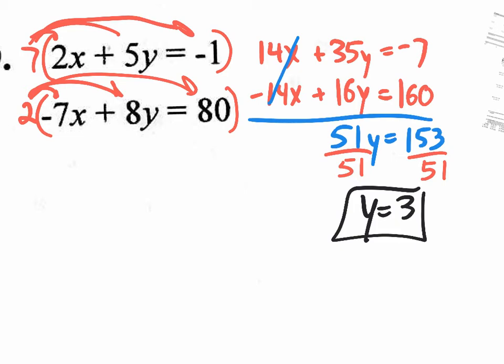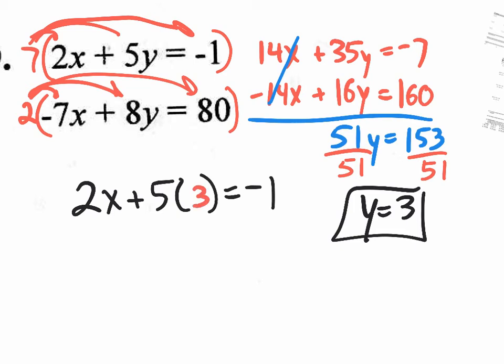Let's plug it back into the original. I am going to go with the top equation. You could use the bottom, but the top one looks a little easier. So on the top, I have 2x plus 5y equals -1. So that y value is 3 that I'm plugging in there. So I really have the equation 2x plus 15 equals -1.